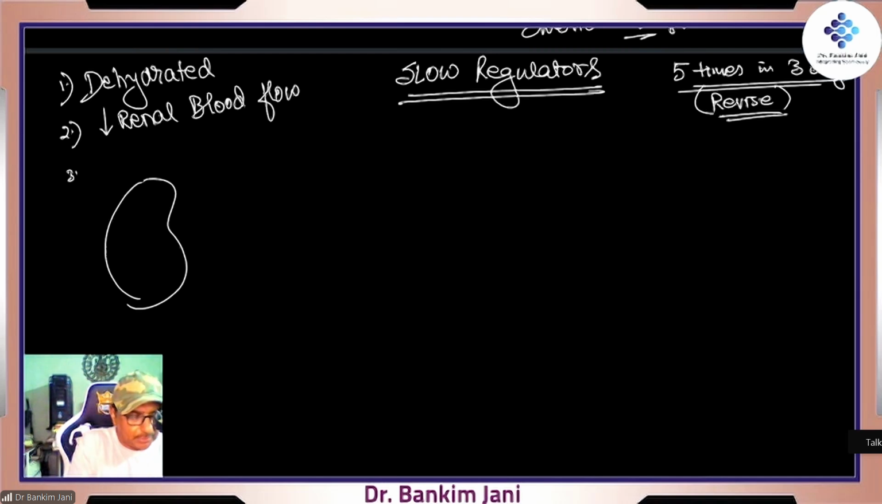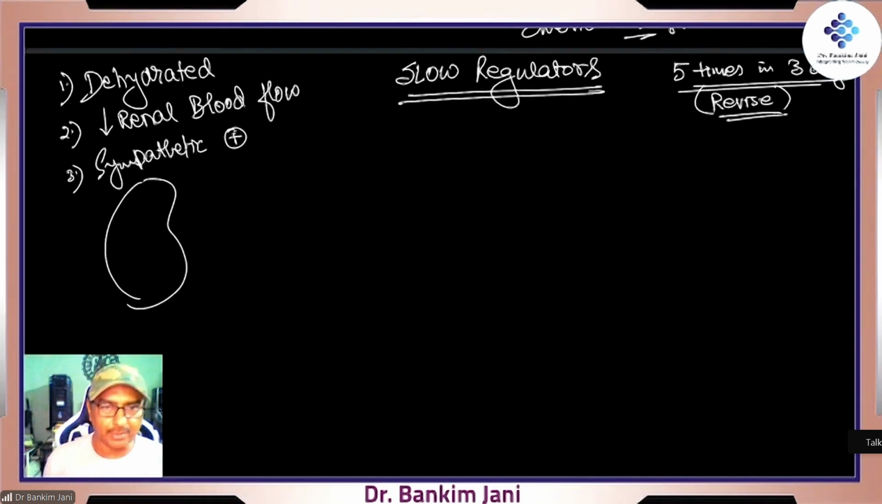And the third thing is sympathetic activity. Sympathetic stimulation, right? A dog is chasing me, right? I went for a run in the morning, a dog chased me, and now there is tension. So these are the three conditions.